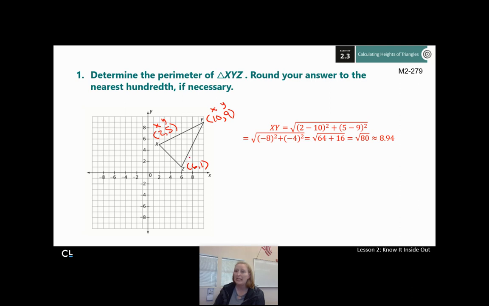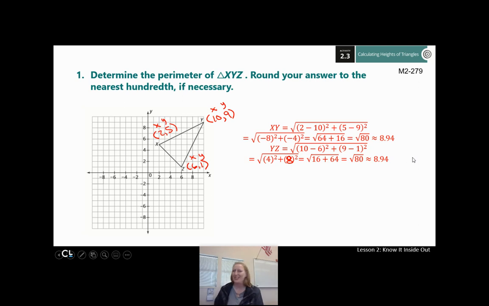Let's go ahead and find side YZ. So again, I'm going to subtract my X's here, 10 minus 6, and I'll subtract my Y's, in this case, 9 minus 1. And that's not too bad. 10 minus 6 gives us a positive 4. 9 minus 1 gives us 8. Sorry, gives us 8 squared. And so, of course, 4 squared is 16. 8 squared is 64. 16 plus 64 is the square root of 80, which we already know from our work earlier. It's about 8.94. Ooh, that means I have an isosceles triangle, don't I? 2 congruent sides? Yeah.